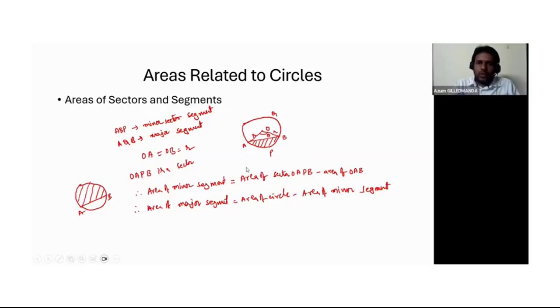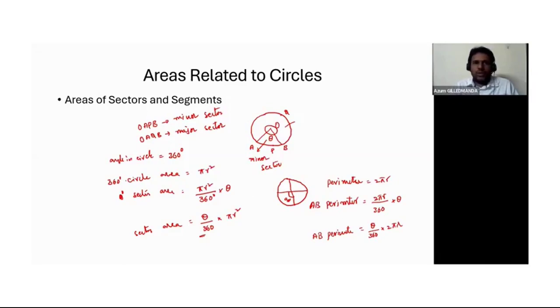Okay, let's move on to the problems. So far what we learned is the area of the sector and the perimeter of the sector. This is what we learned, right? The area of the sector is theta by 360 into pi r square, and similarly the perimeter of the sector is theta by 360 into 2 pi r.